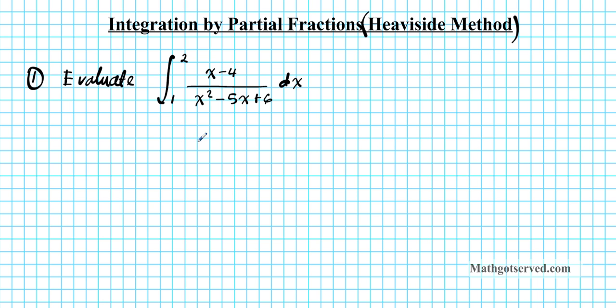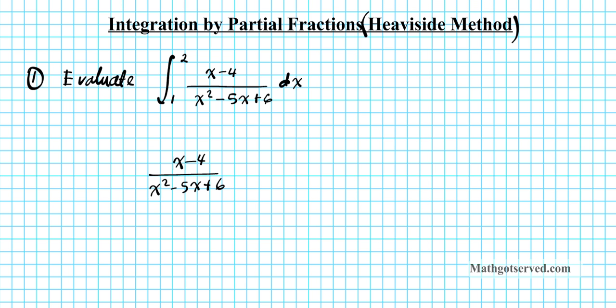Let's try and see if we can decompose this. So first thing we're going to do, let's extract this fraction. We have x minus 4 divided by x squared minus 5x plus 6. Let's focus on the denominator and see if we can factor the denominator.